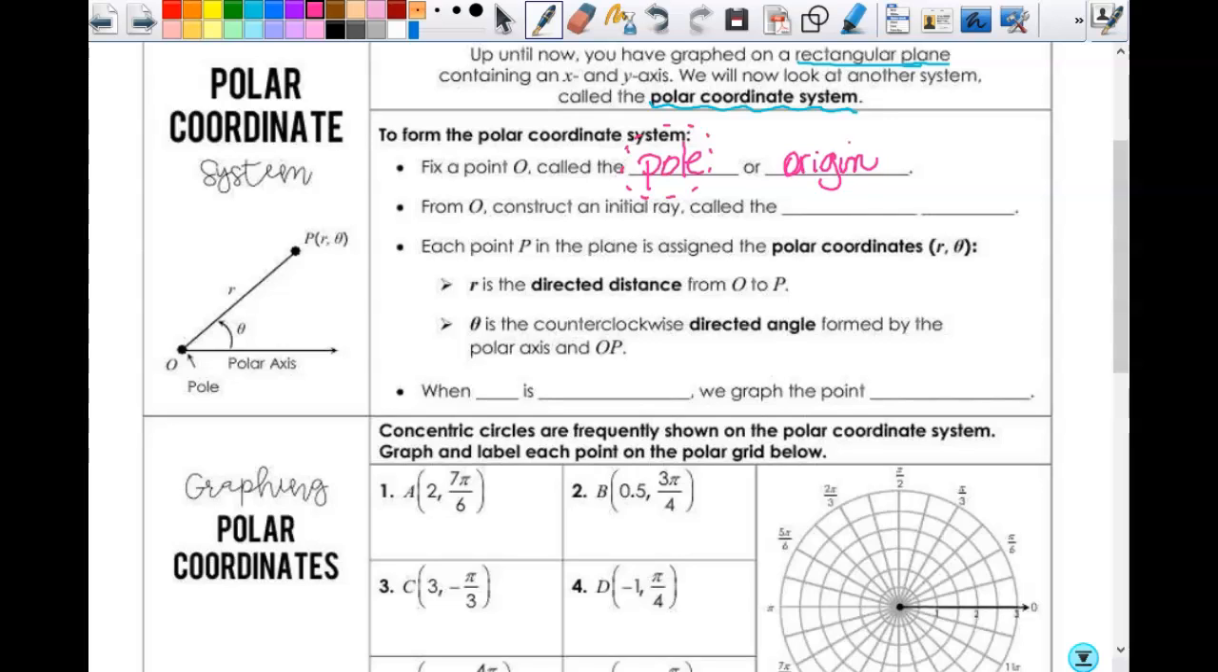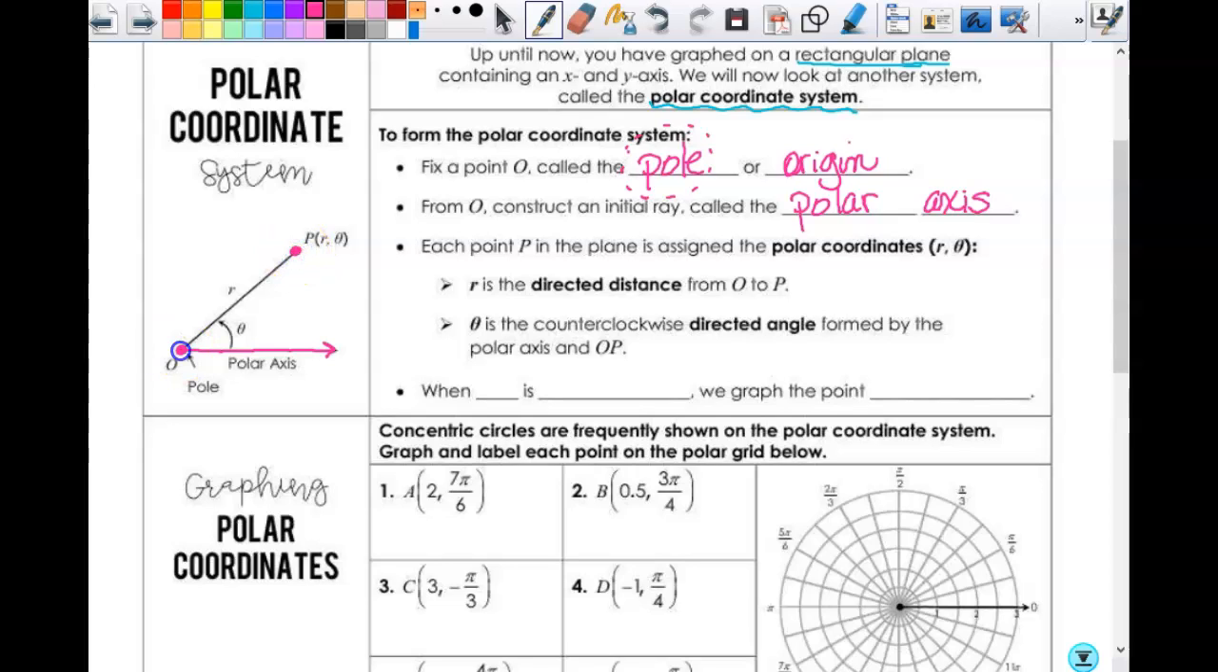So instead of having an x and y axis, which are two lines that are perpendicular to each other, you only have a ray. So it says, from O, construct an initial ray called the polar axis. So the polar axis is not like the x and y axis. This is the pole, and this is the polar axis. If you want to think of it like the x and y axis, the only part that exists is what would be kind of like, but not exactly like, the positive x-axis. That is it. There's no perpendicular lines there. So this gives you a distance, and then you swing around an angle so that you can get to point P.